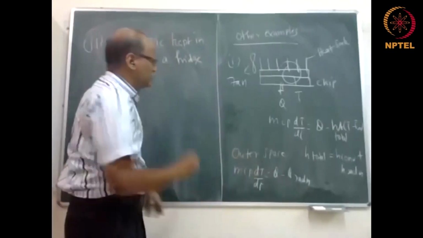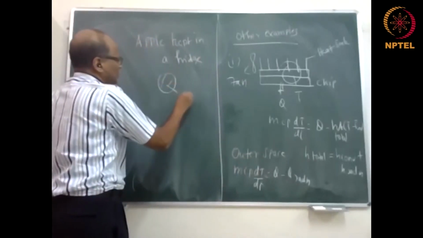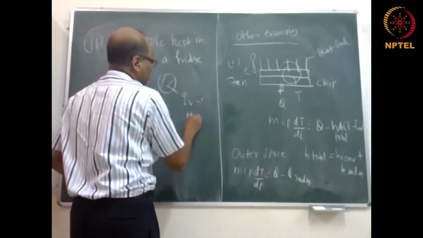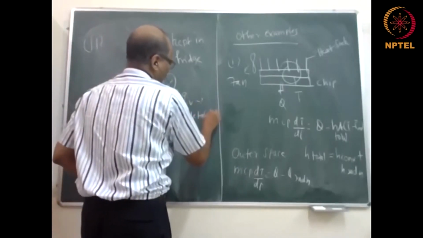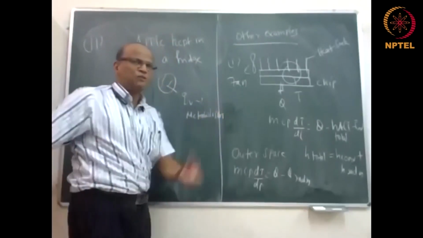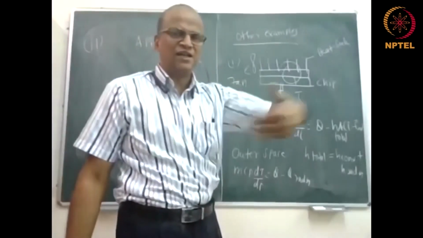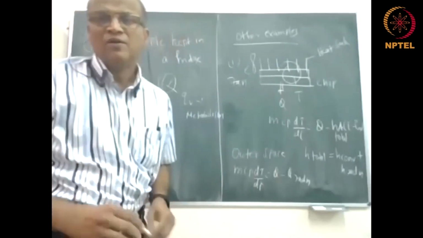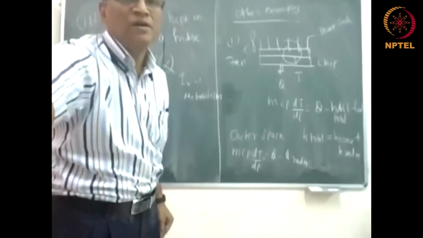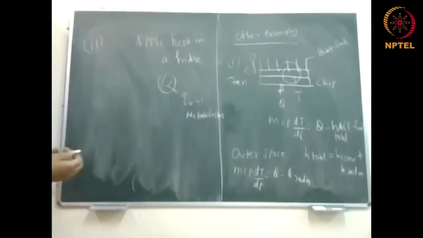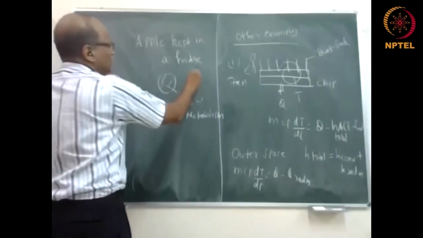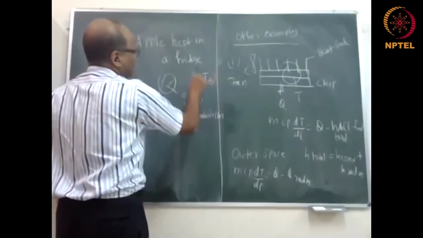The apple kept in a fridge. Apple also has a QV, which is due to the metabolism. So you go to the shopping center, buy the apple, it is about 30 degrees centigrade, you put it in the fridge. Okay. So now it is cooling at infinity.